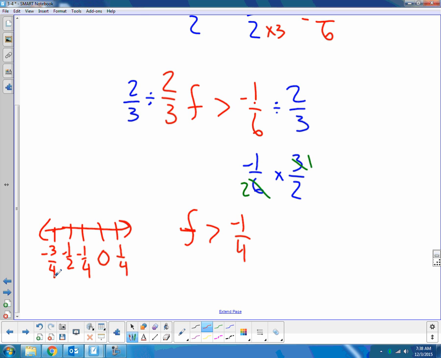And if I graph that, then f is greater than but not equal to negative 1/4. So I've got my arrow. And that's how we do that problem.